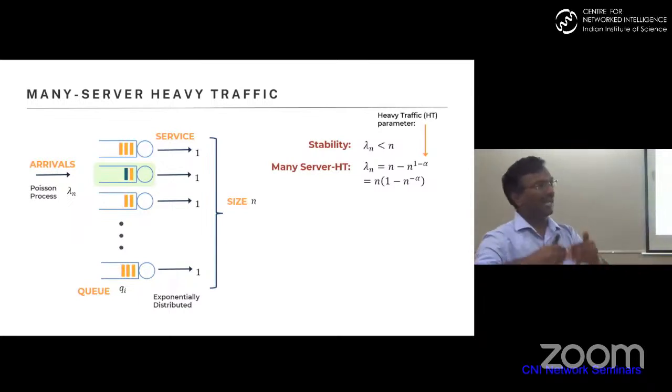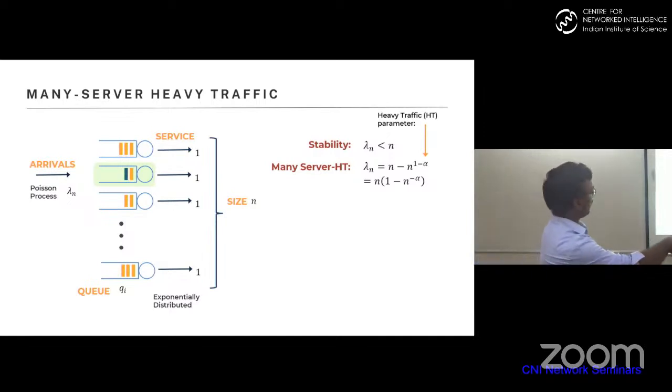In mean field, I fix the load and let the system size go to infinity. Here I can do both. So what I do is I pick my arrival rate. In heavy traffic, this was like n times 1 minus epsilon. Now I'm making this epsilon a function of n. So as the system is becoming bigger and bigger, I am also increasing the load. That is what is happening here.